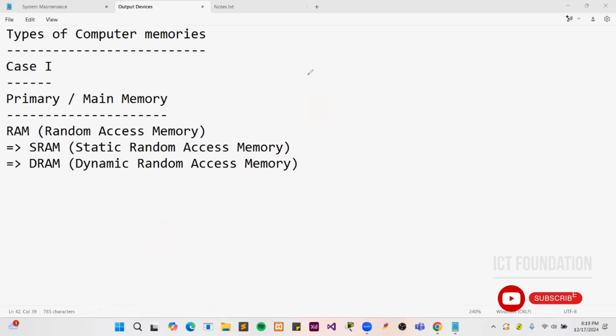Now we'll talk about the ROM. So what about the ROM? ROM means read-only memory. This ROM is considered a non-volatile memory because the data or instructions within the ROM won't be changed. We call it read-only memory. ROM is a non-volatile memory because inside this ROM the fixed data will be there. The data won't be erased when switched off or in any context.